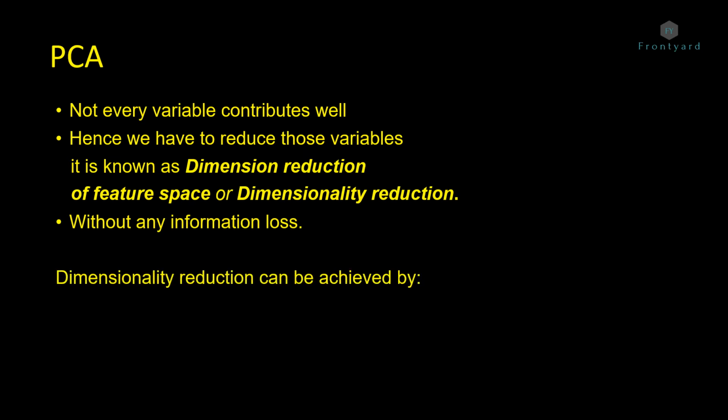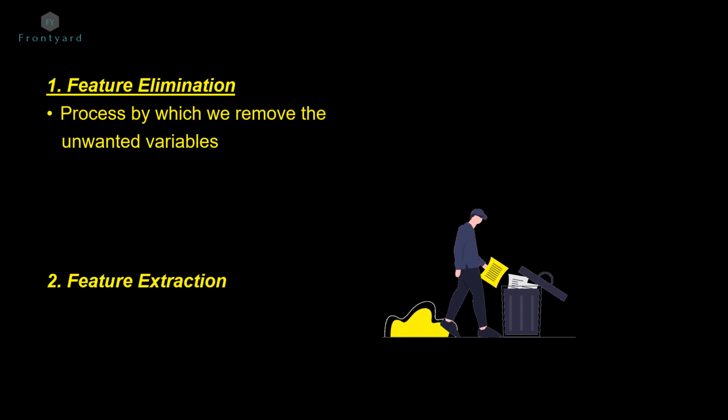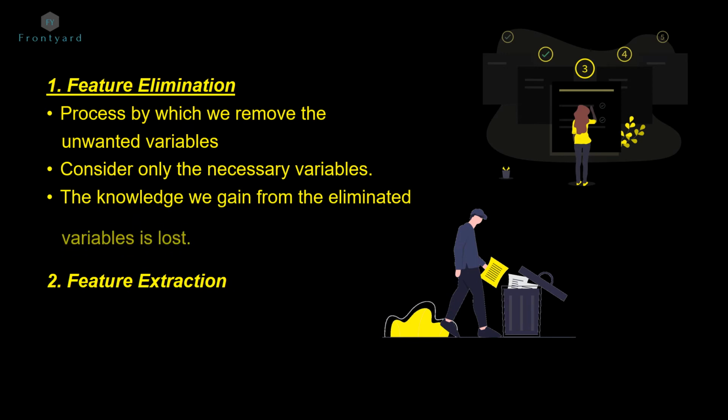Dimensionality reduction can be achieved in two ways, that is, feature elimination and feature extraction. Now let's briefly see what feature elimination and feature extraction are. Feature elimination is the process by which we remove the unwanted variables and take only the necessary variables into consideration. For example, in predicting the stock price of a company, considering only three important variables and leaving the others. The disadvantage here is that the knowledge we could gain from the eliminated variables is lost. So it can be used only when one knows the importance and the role each feature variable plays with the target variable.